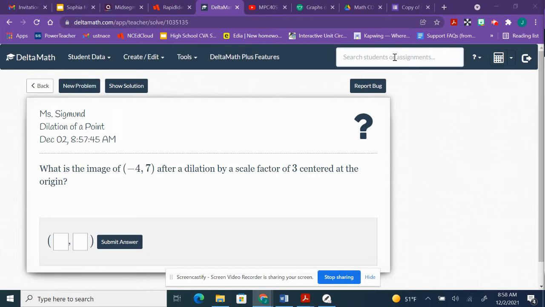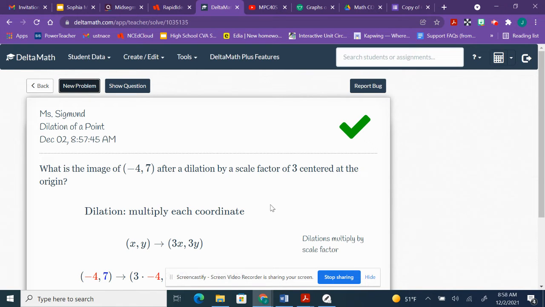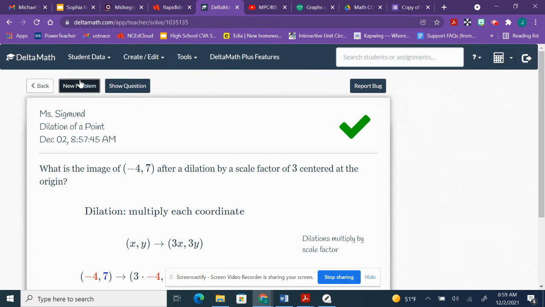So for these, you're literally going to take your x value, which in this case is -4, and multiply it by its scale factor of 3, which should give us -12. And then 7 times 3, which should give you 21. So that's scaled that one coordinate by a factor of 3. So it got bigger. So that dilation was a stretch.